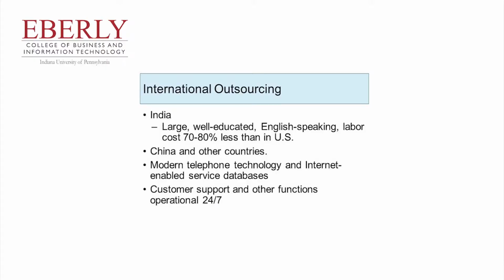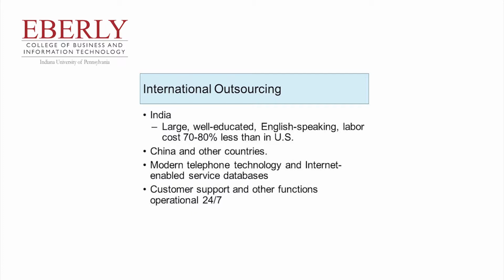Many firms headquartered in the US have chosen to outsource their customer support activities to companies outside the US. India is popular because it has a large, well-educated, English-speaking population that will work for 20 to 30% of the labor costs in the US. China and other countries are used as well. In fact, with modern telephone technology and internet-enabled service databases, a single service can be initiated in the US, partially processed in India, then Singapore, and finally completed by an employee in England. The customer knows only that he has been put on hold for a brief period of time.